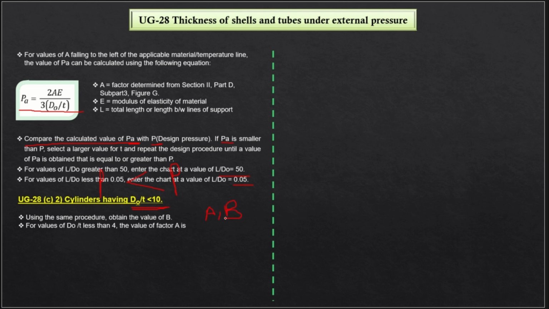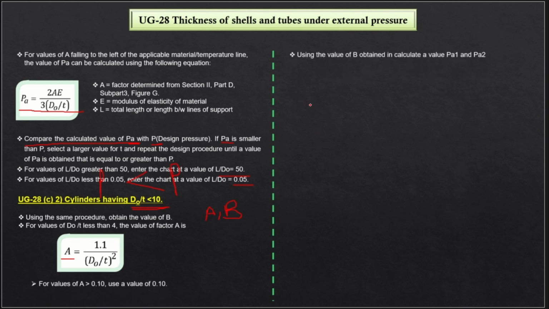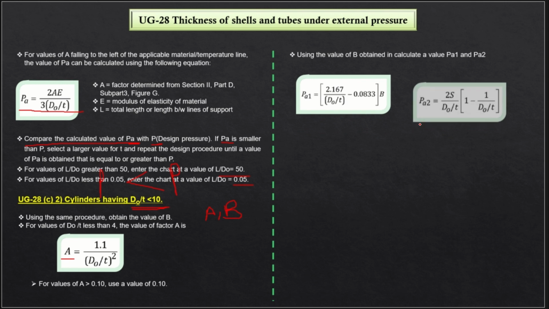If the D naught by T ratio is less than 4, then what is the value of factor A? Our chart gives D naught by T greater than or equal to 4, right? But if D naught by T is less than 4, then to calculate the A value the code gives a formula: A equals 1.1 divided by (D naught by T) whole squared. Using this formula, we find the factor A value. After finding the factor A value, we find the factor B value. I hope this is clear. Using factor A and factor B values, we find the maximum allowable external working pressure using these two formulas, guys.